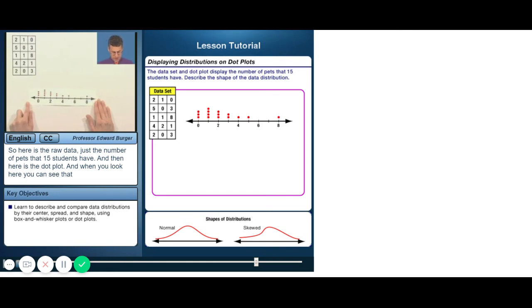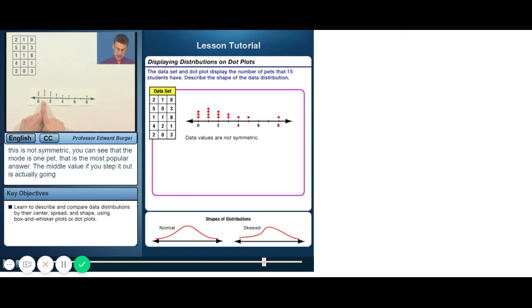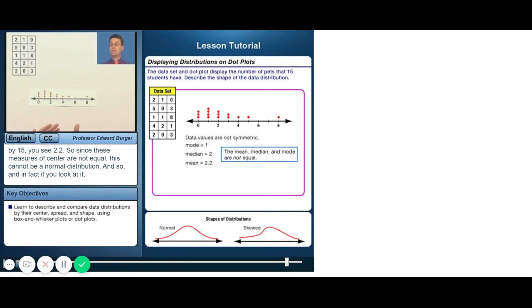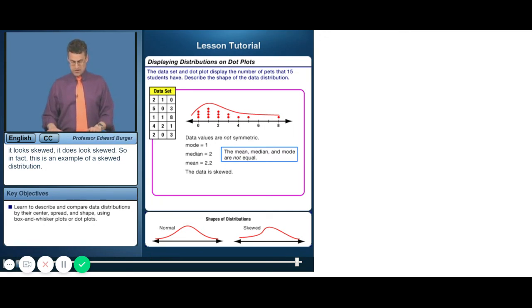When you look here, you can see that this is not symmetric. You can see that the mode is 1 pet. That's the most popular answer. The middle value, if you step it out, is going to be 2. So that's the middle value, the median. And if you compute the mean, adding them all up and dividing by 15, you get 2.2. Since these measures of center are not equal, this cannot be a normal distribution. And in fact, if you look at it, it does look skewed. So this is an example of a skewed distribution.